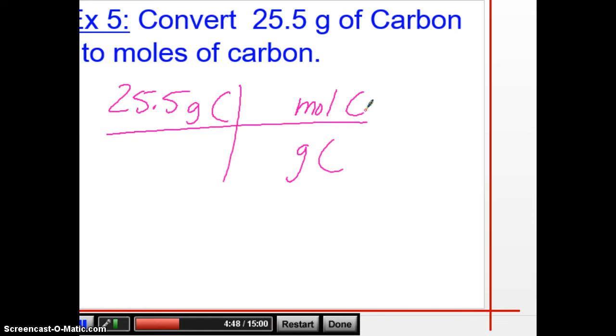Now for grams, we look in the periodic table and we have 12.01, and we always write 1 for mole. We have then canceled out the grams and we're left with moles. So all we have to do now to get our answer is we do 25.5 times 1, which of course is 25.5, divided by 12.01, and we will get, keeping in mind significant figures, 2.12 moles of carbon. So that many grams of carbon is the same as just a couple of moles, just a little over 2 moles of carbon.